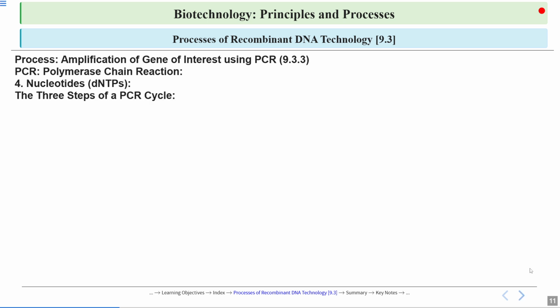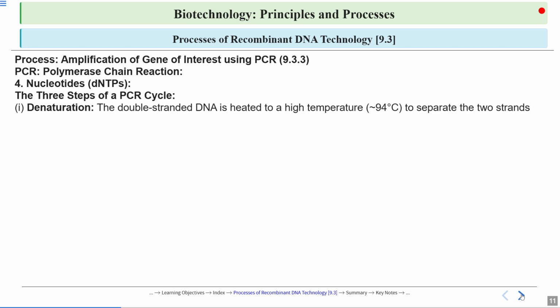Now, what are the steps used in PCR? In PCR, we have these 3 steps. First is denaturation. As the name suggests, the double stranded DNA is heated at high temperature, approximately 94 degrees Celsius. At this high temperature, the double stranded DNA separates into 2 individual strands.